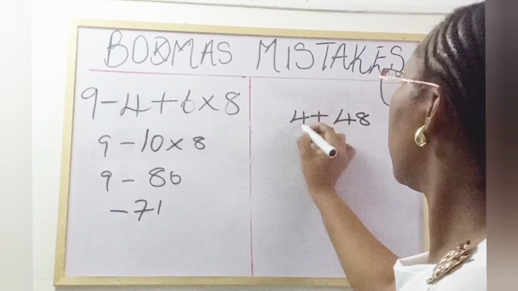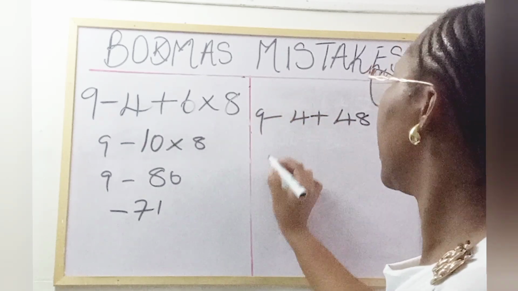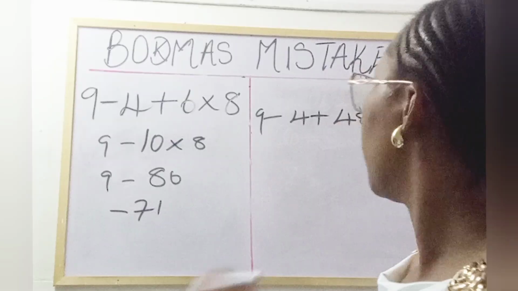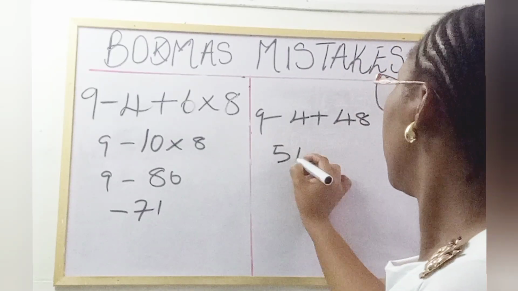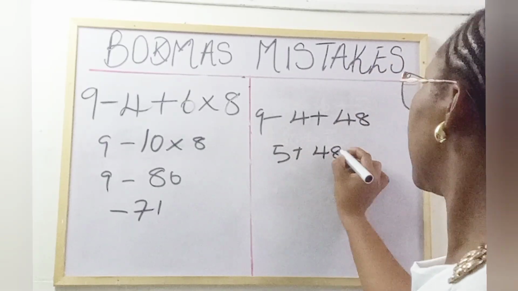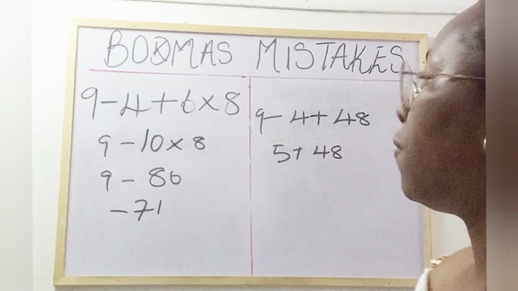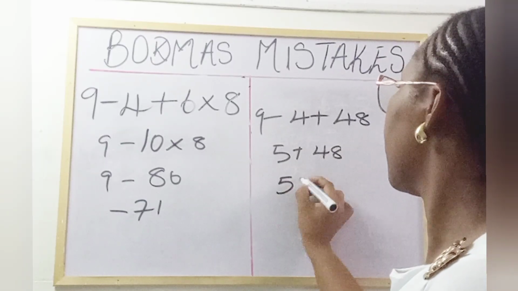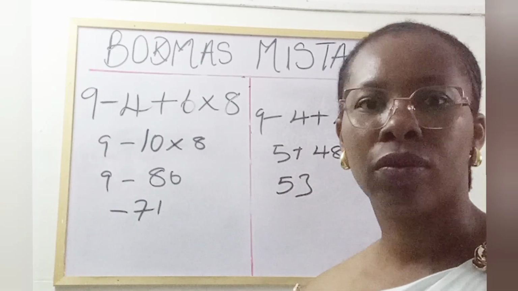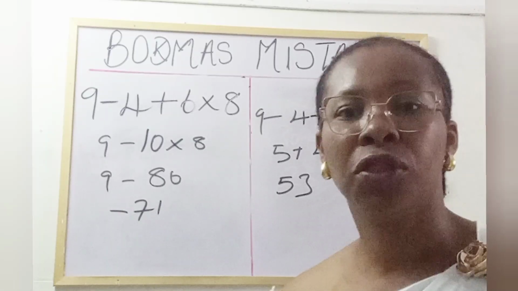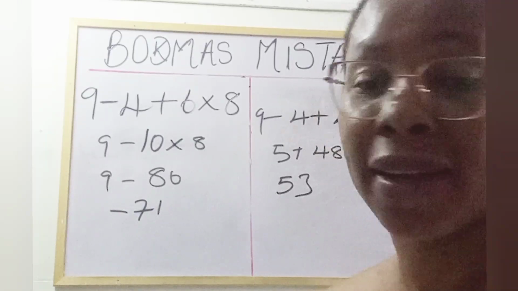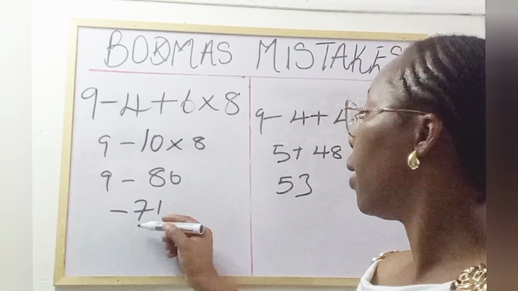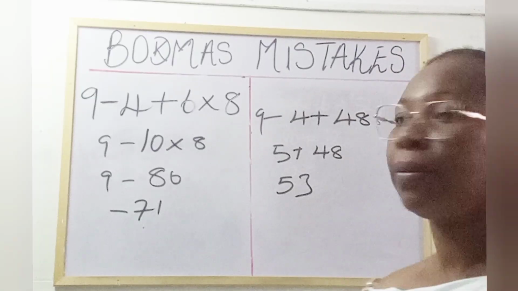Plus 4 minus 9. 4 minus 9 will give you what? 5. Plus 48. 5 plus 48 will give you what? 53. Now, which of these do you think is the correct answer? Is it option A or option B?